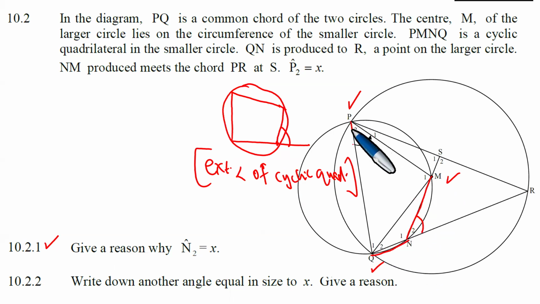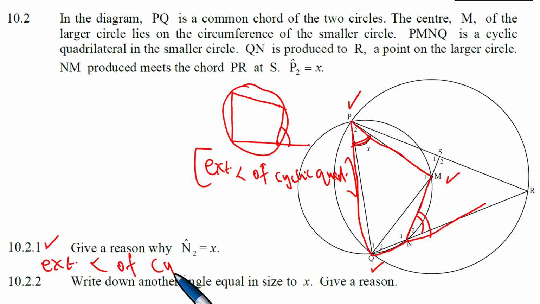A cyclic quad is a quadrilateral with four vertices, all of which lie on the circumference of the same circle. So what we are seeing is that this angle here is equal to this angle there. This is the kind of diagram we have. Therefore, it is clear that the angle N2 is equal to the angle X, which is the P2, and the reason for that is because we have exterior angle of cyclic quad.